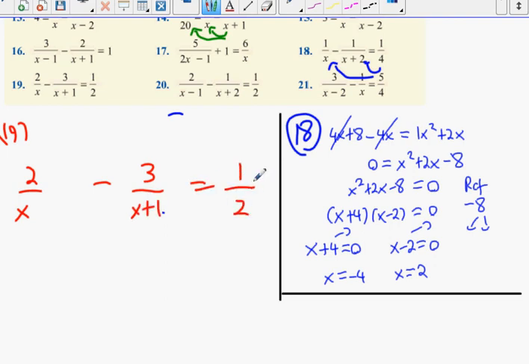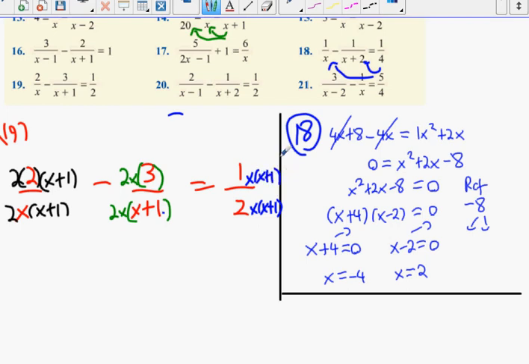Okay, so let's go for it. How do we do this one? The 2 and the x plus 1 go on the bottom. 2 and the x plus 1. Yeah. The x and the 2. Okay. The x and the x plus 1.